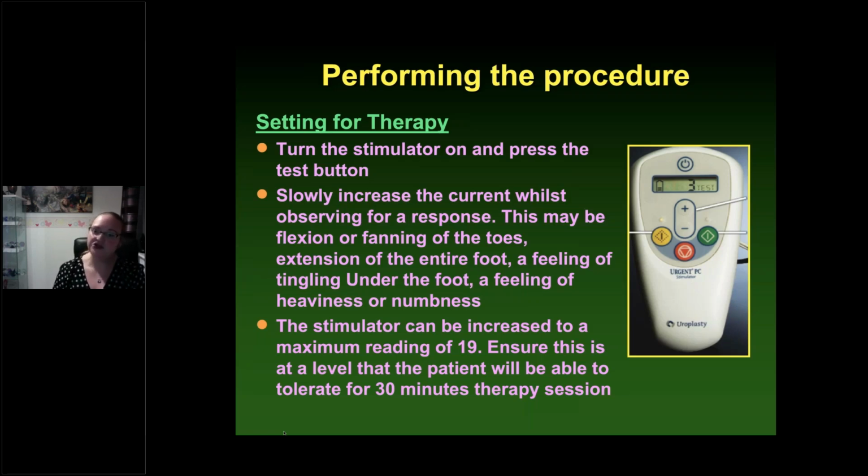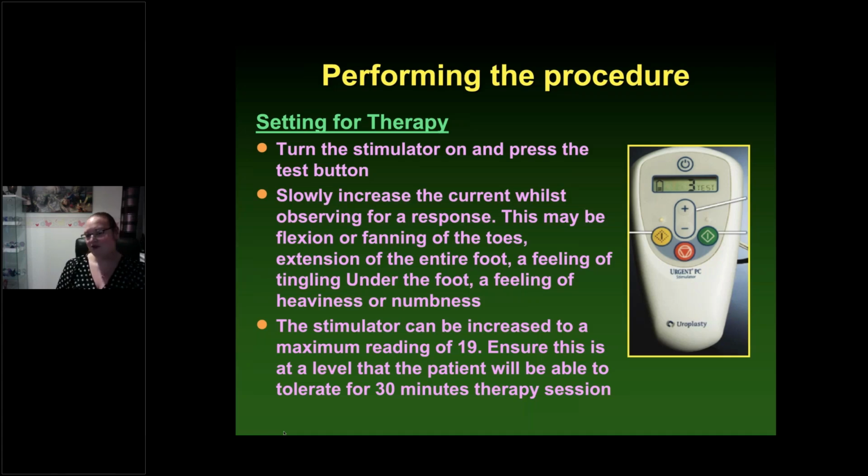Because for some patients, you may get a motor response to treatment. So it may be a flexion or a fanning of the toes. You may get an extension of the entire foot. For some patients, they may get a sensory feeling. So they get a feeling of tingling under their foot or a feeling of heaviness or numbness. For some people, it may run into their heel or into their toes. For other patients, it may run up their legs. So we're wanting to see and get a response, be it sensory or motor.